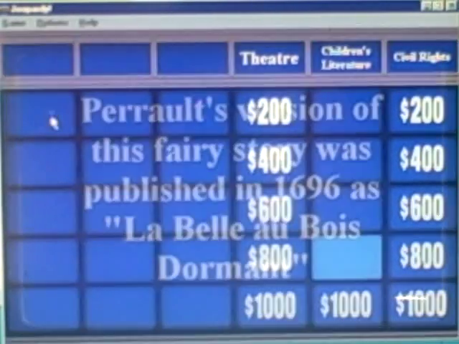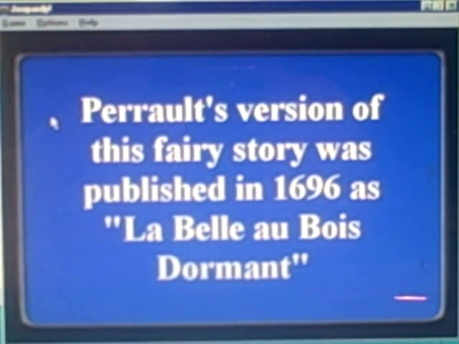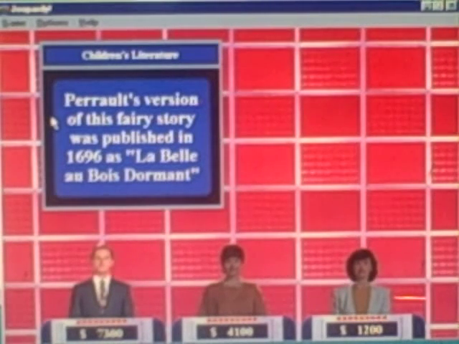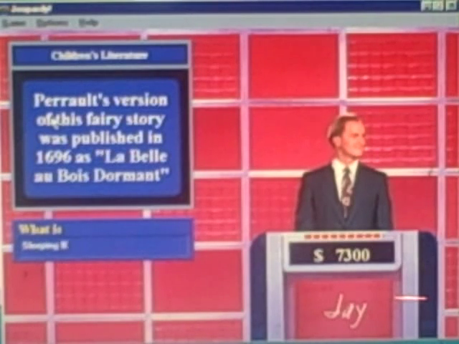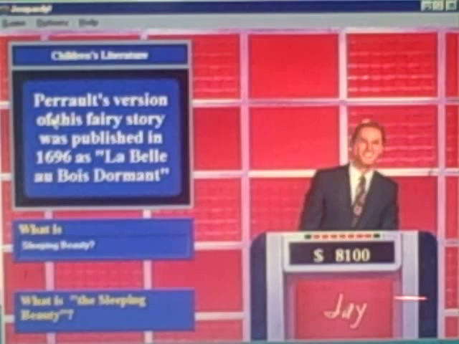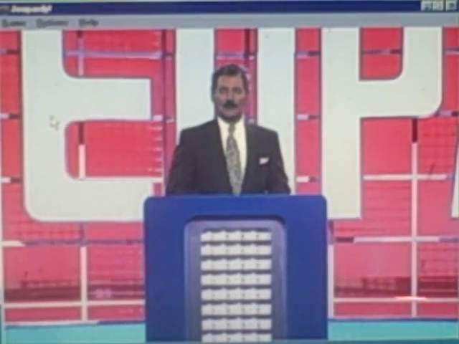Children's Literature 800. Contestant number 1. Perrault's version of this fairy story was published in 1696 as La Belle au Bois Dormant. Sleeping Beauty? Which is going to be on the Disney Channel on Sunday, December 14th. Yep. Correct.